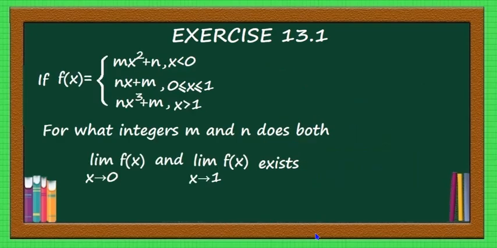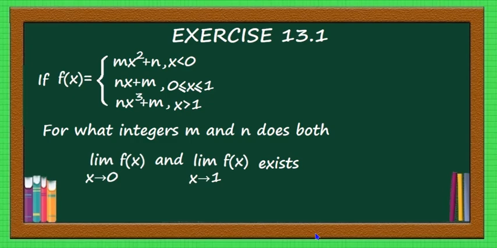And now you see this question. If f of x equal to mx square plus n when x is less than 0, nx plus m when 0 is less than or equal to x less than or equal to 1, nx cube plus m when x is greater than 1. For what integers m and n do both limit as x tends to 0 of f of x and limit as x tends to 1 of f of x exist?